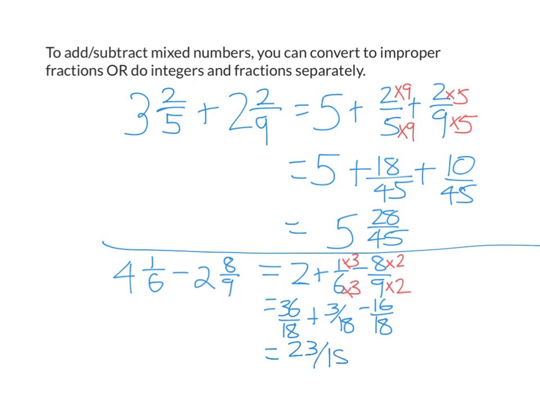And from the previous slide, we can convert that to a mixed number very easily. 23 divided by 18 is equal to 1, remainder 5. So the answer is 1 and 5 over 18, and then we're done. So this is quite tricky. You can convert to improper fractions, but that is tricky as well.